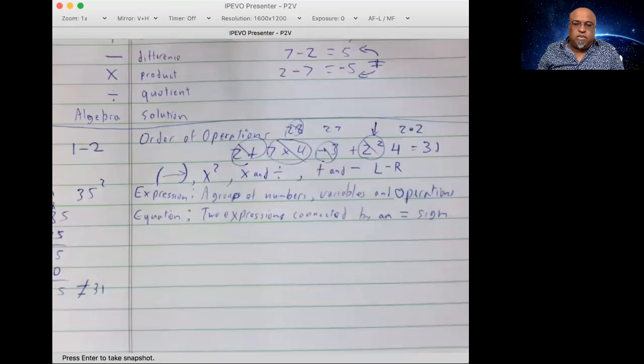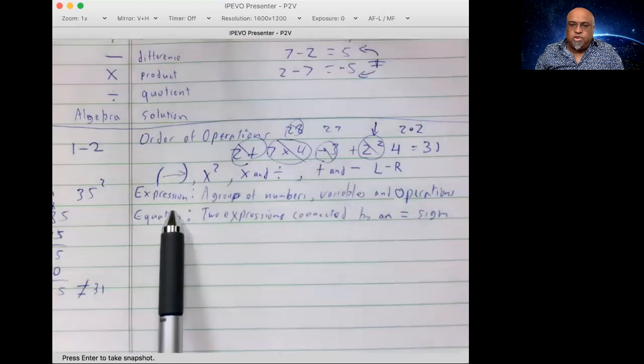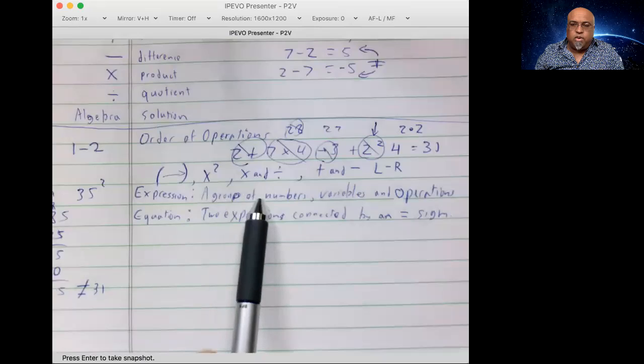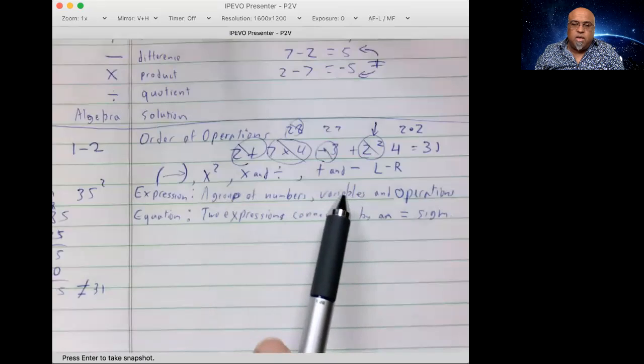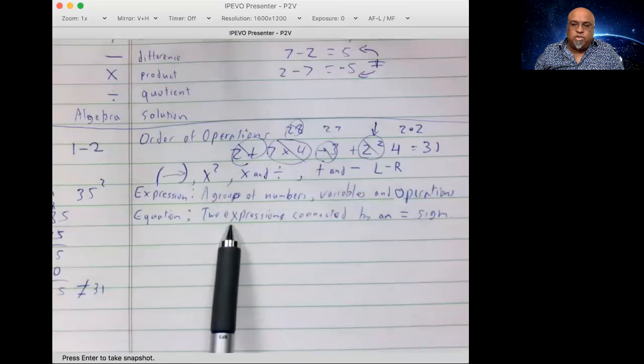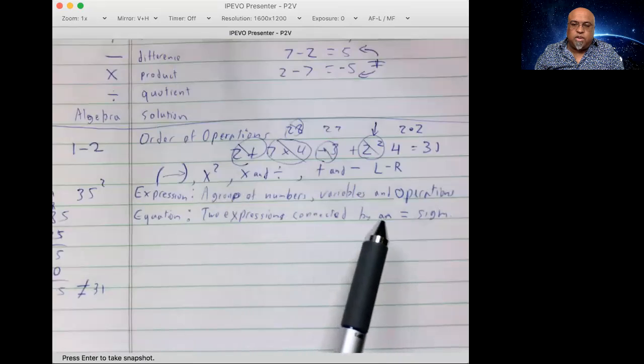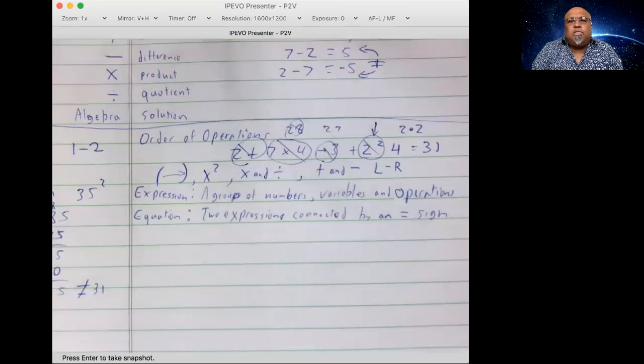Last thing I want to say on this lesson is expression, group of numbers, variables, and operations. An equation is two expressions connected by an equal sign. Okay? You can also think of an expression as a number sentence and an equation as a number sentence that also contains an equal sign, just to show how they are different.